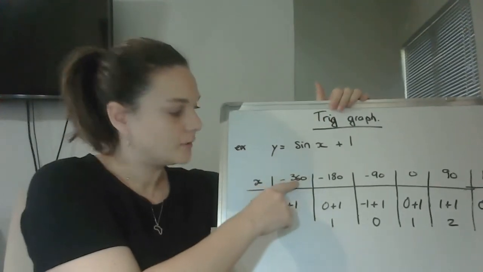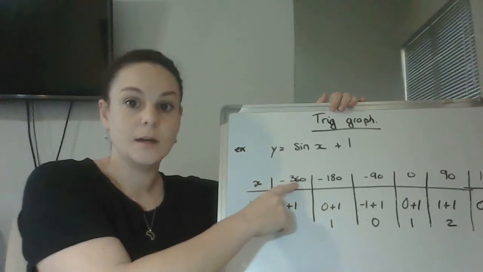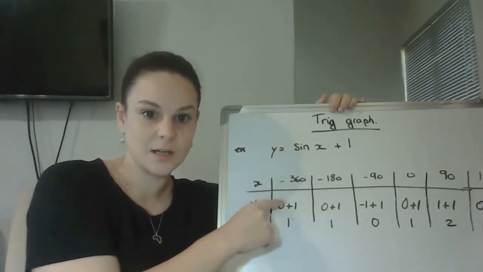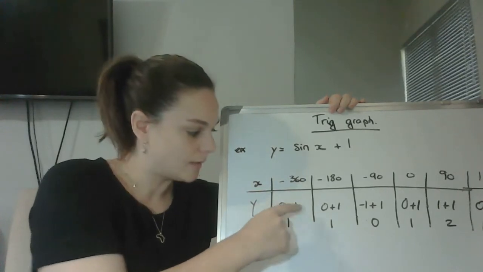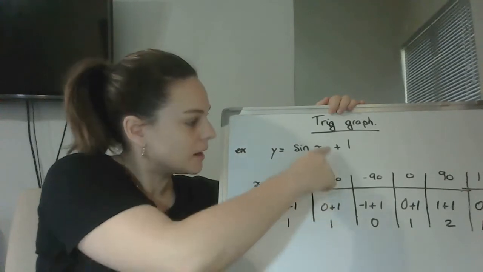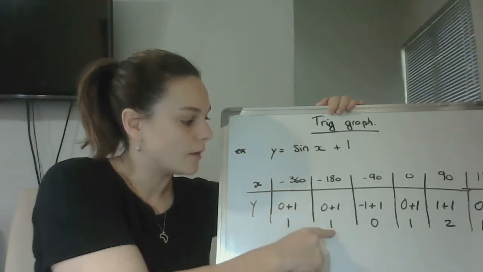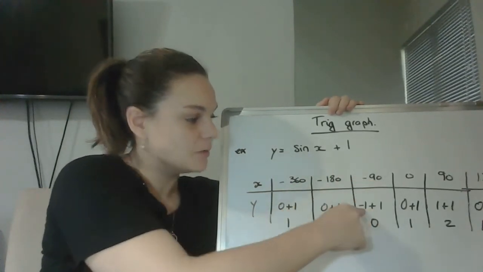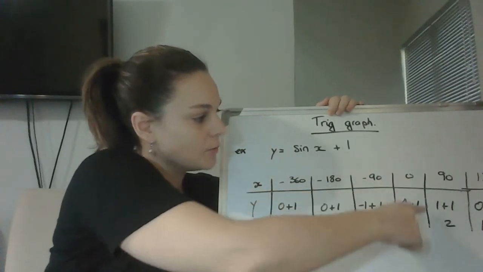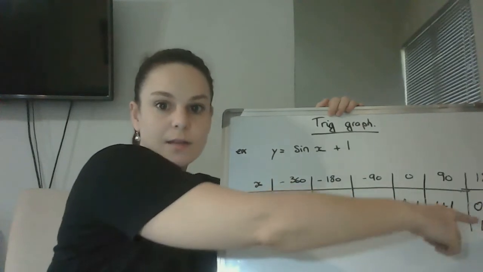So if I take -360 degrees, I can use my calculator. Sine -360 degrees equals 0, plus 1, 1. For -180 degrees, sine -180 equals 0, plus 1, 1. Sine -90 equals -1, plus 1, 0. Sine 0 equals 0 plus 1, 1, etc., etc.